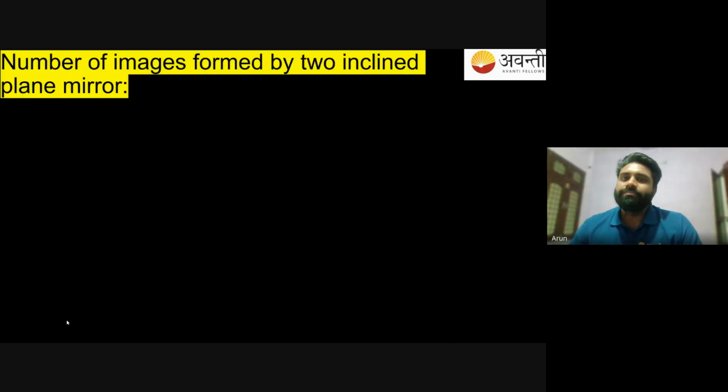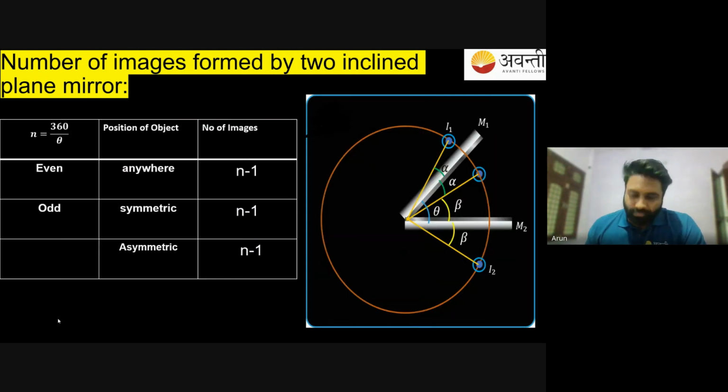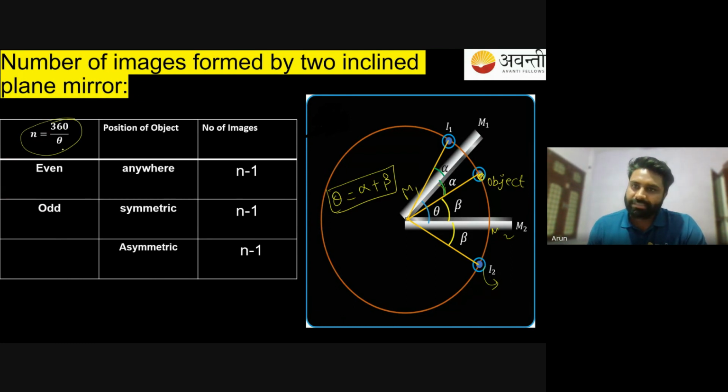So the number of images formed by two inclined plane mirrors, we have discussed it. Here we have an object. इससे ये जो है इमेज बन रही है I1 और I2. यहाँ पे ये ऑब्जेक्ट M1 मिरर से अल्फा एंगल पर सिचुएटेड है. It is placed at angle alpha from the mirror M1, and from the mirror M2 it is placed at angle beta. And theta is nothing but alpha plus beta. So here we have this number n equals 360 by theta.